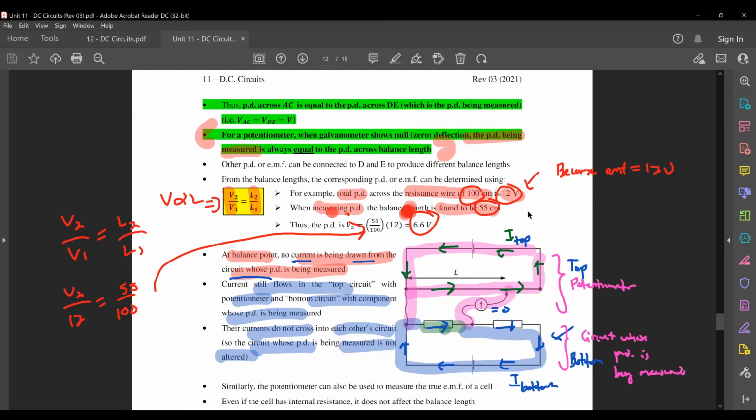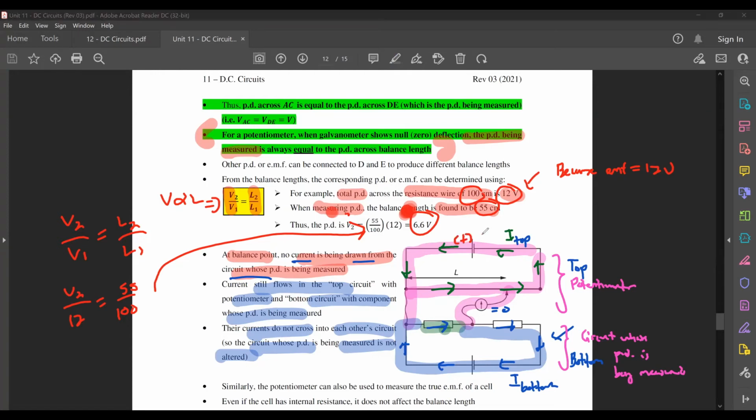Remember just now, this one here is your driving cell, this is positive, this is negative. Whatever you try to connect to your potentiometer, make sure that the positive and negative match. You see this one here for the circuit whose PD is being measured, positive must line up with the positive. Negative must line up with negative. This is the only way your potentiometer can work. If you suddenly do it like this, negative, positive, this will not work.